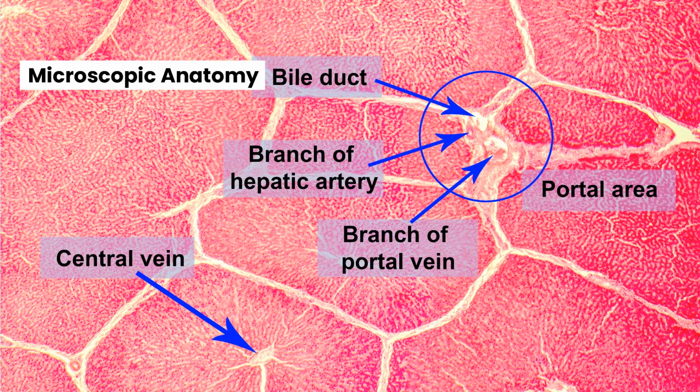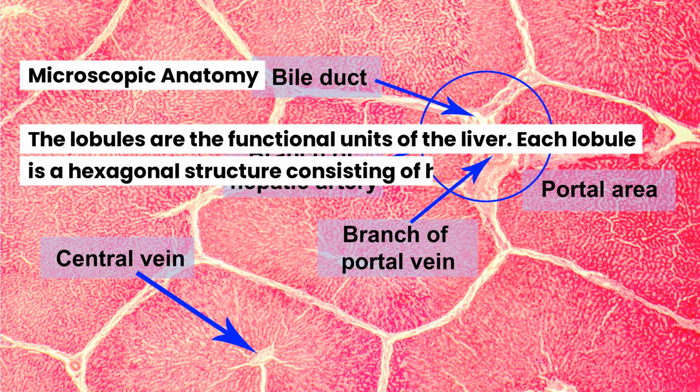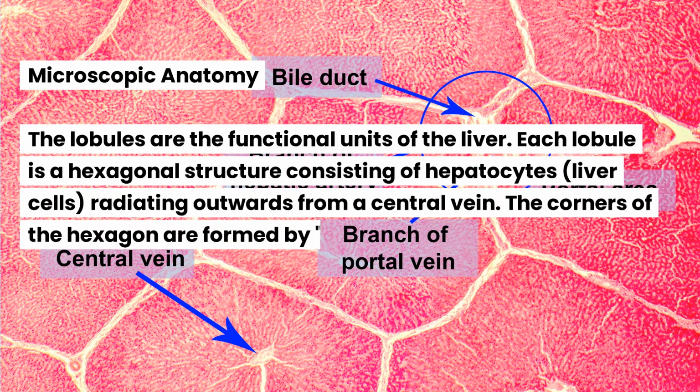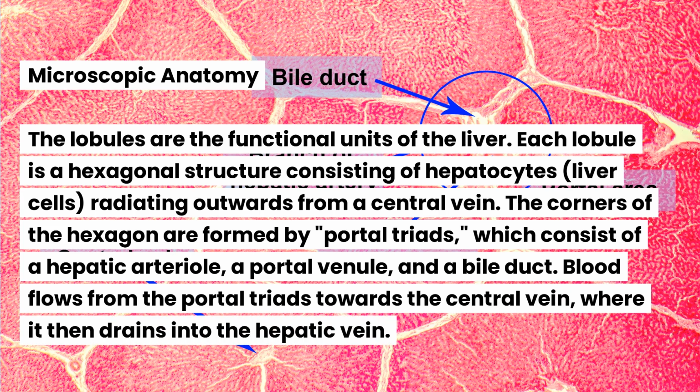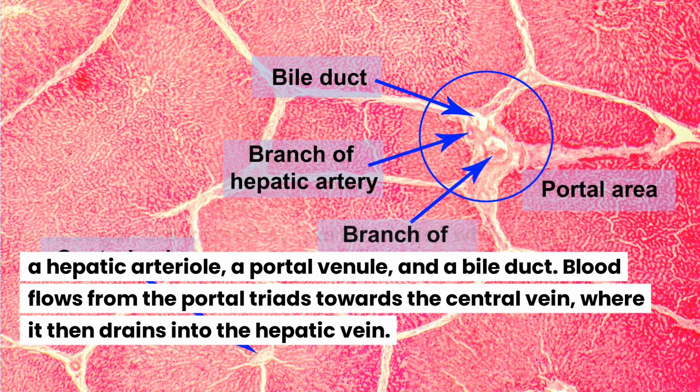Microscopic anatomy. The lobules are the functional units of the liver. Each lobule is a hexagonal structure consisting of hepatocytes, liver cells, radiating outwards from a central vein. The corners of the hexagon are formed by portal triads, which consist of a hepatic arteriole, a portal venule, and a bile duct. Blood flows from the portal triads towards the central vein, where it then drains into the hepatic vein.